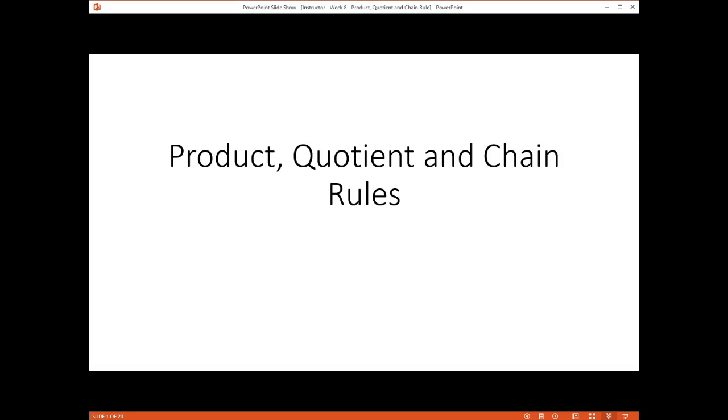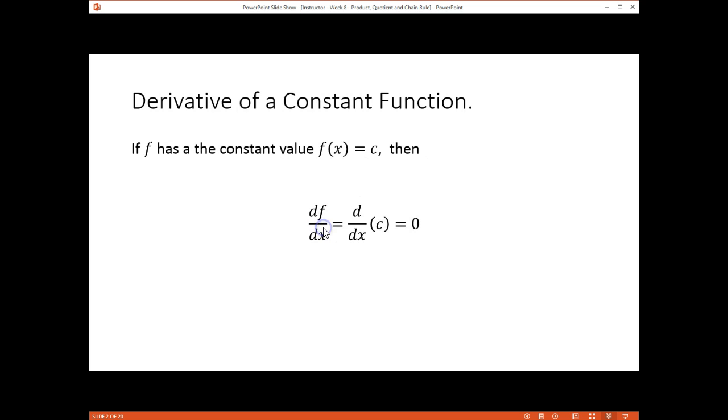We're going to cover the quotient, product, and chain rule today. We're going to start by reviewing some of the rules we already know. We do know the derivative of a constant function: if f of x is equal to a constant, then the derivative of f of x is simply 0. Again, remember a constant function is just a graph of a horizontal line, and your derivative gives you the slope, and we know the slope of a horizontal line is 0.